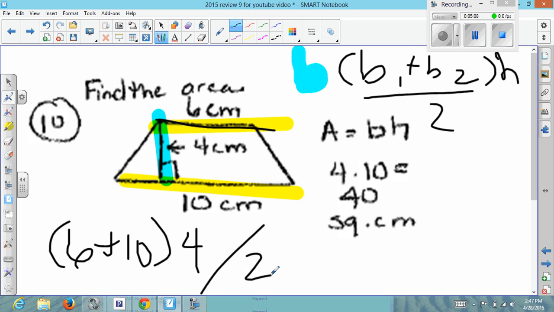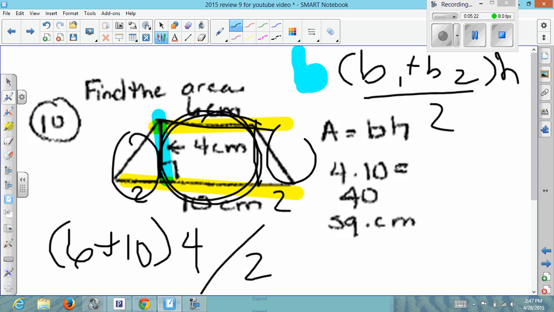Or you could think about it here and here. So that distance is 6, so this is 2 and this is 2. So you could find the area of this rectangle here in the middle and the area of each of these triangles, and then add that together and you get your answer that way. Make sure you write this one in a complete sentence too.